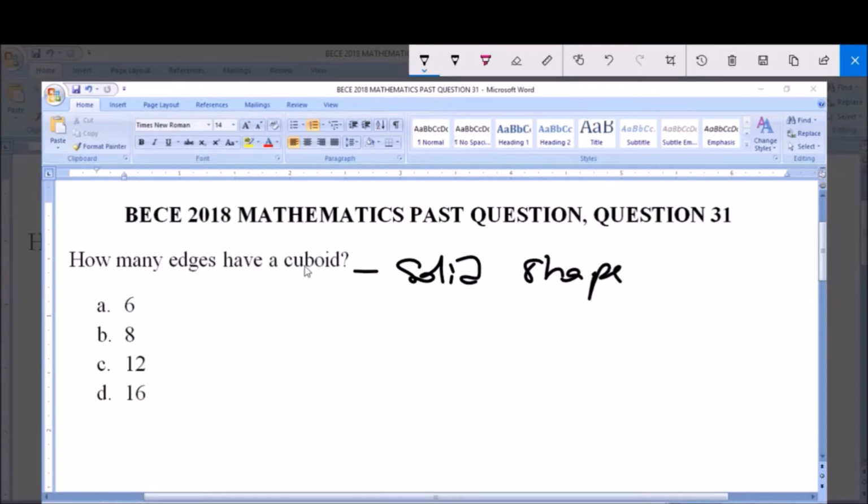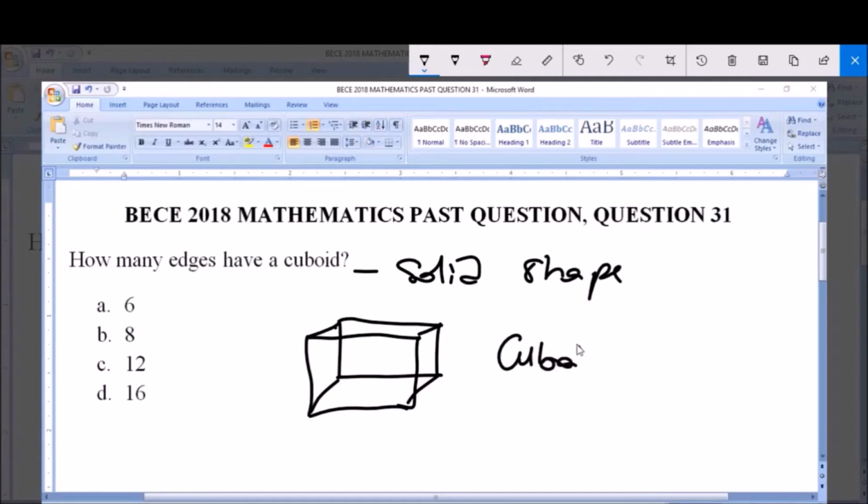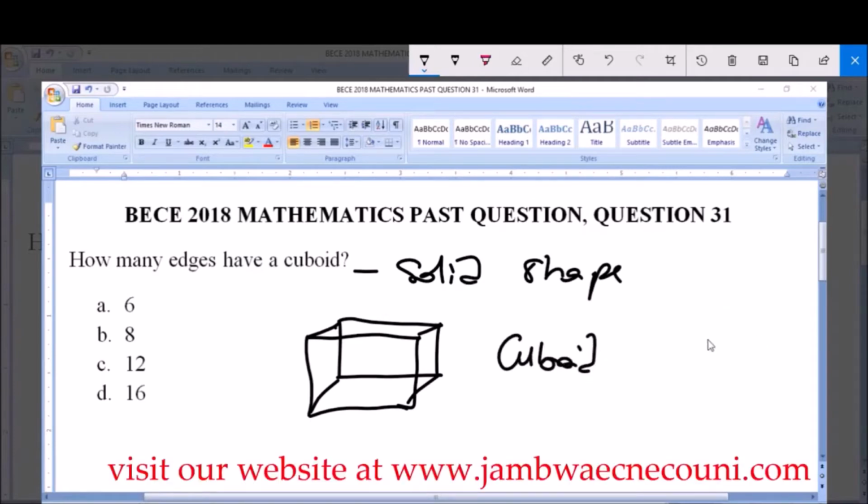Now for us to find the edges of the cuboid, we must understand what this cuboid actually is by representing it diagrammatically. So I'm going to draw this cuboid diagrammatically, so we understand what it is. This is a rough sketch of a cuboid. It is not a cube. Remember, a cube has all its lengths equal, but in the case of this one, you can see that the length and the breadth are not equal. So this is a cuboid.